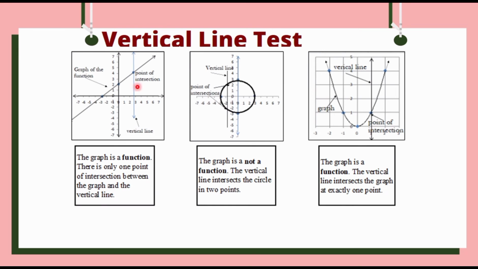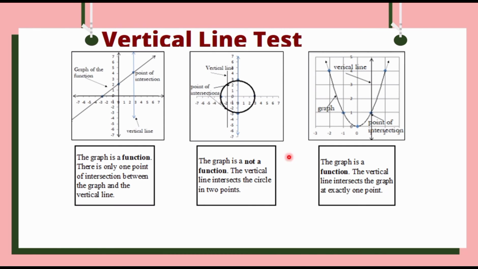So ito yun. Ito yung ating vertical line. Dumaan. Point of intersection, only 1. Next, we have the second graph. So may circle tayo dito. So dumaan ang ating vertical line test. How many intersections do we have? Okay. So meron tayong dalawang intersection. So therefore, that is not a function.